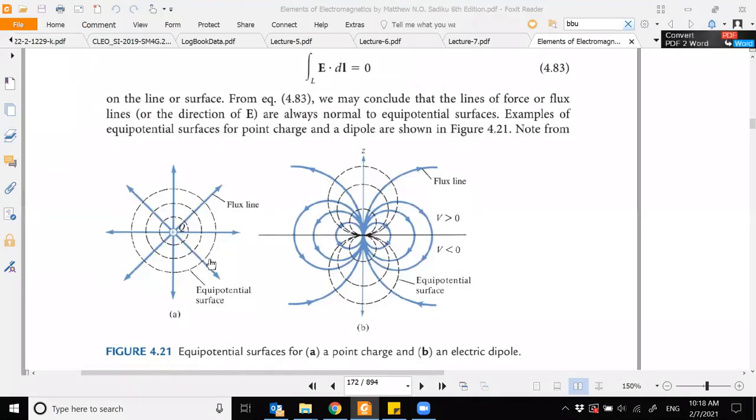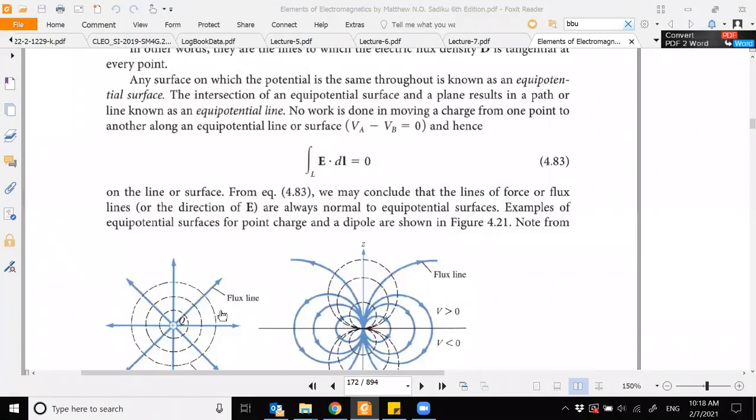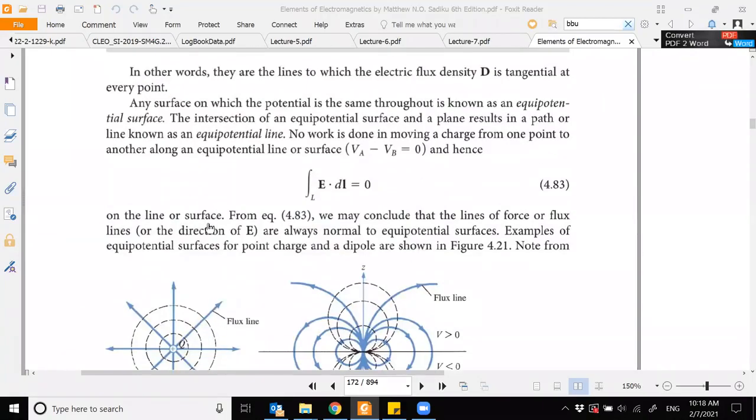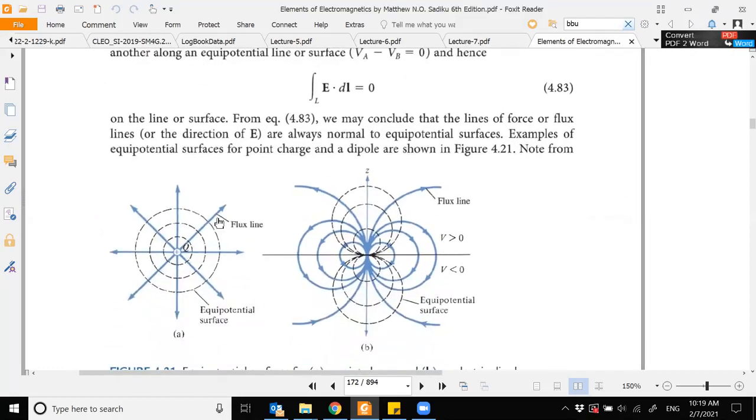Now you also have what is called an equipotential surface. I think we discussed this. An equipotential surface is a surface on which the potential is the same throughout. A surface on which the potential is the same throughout is called an equipotential surface.